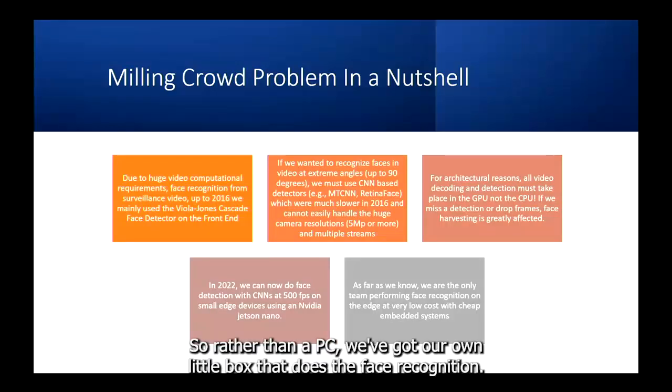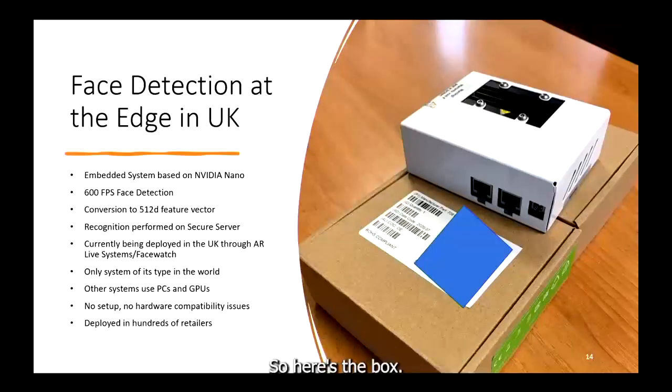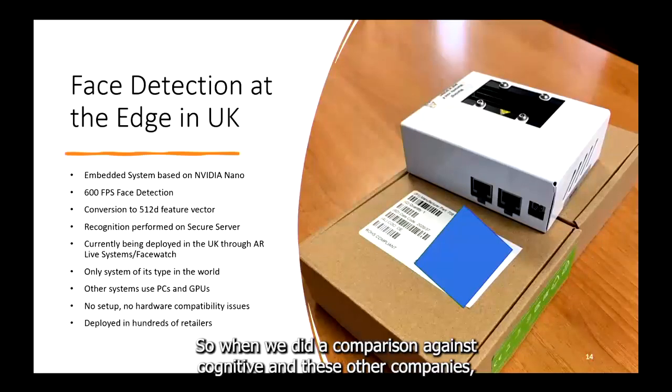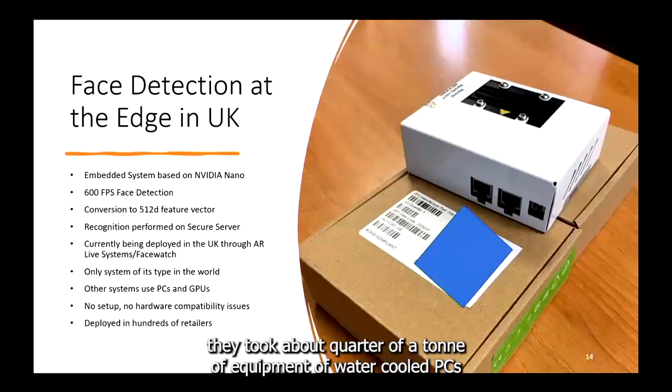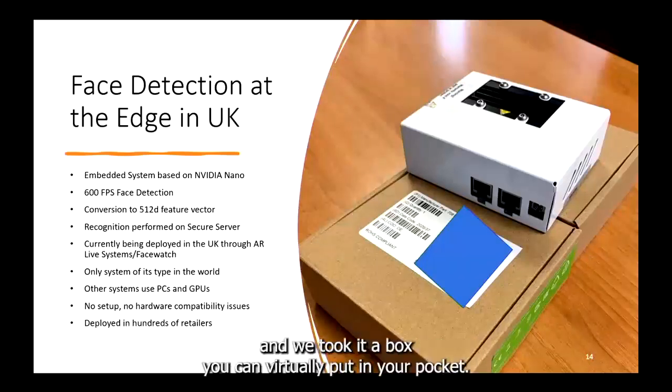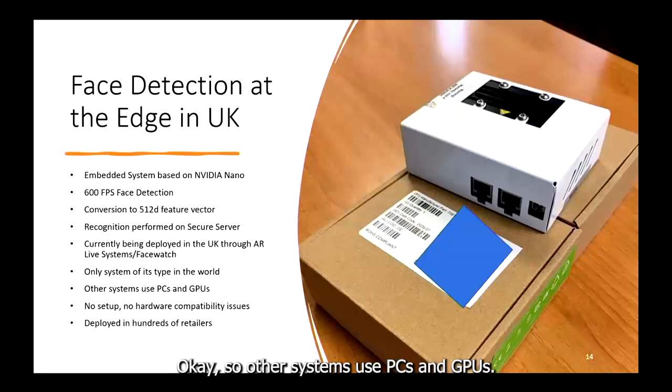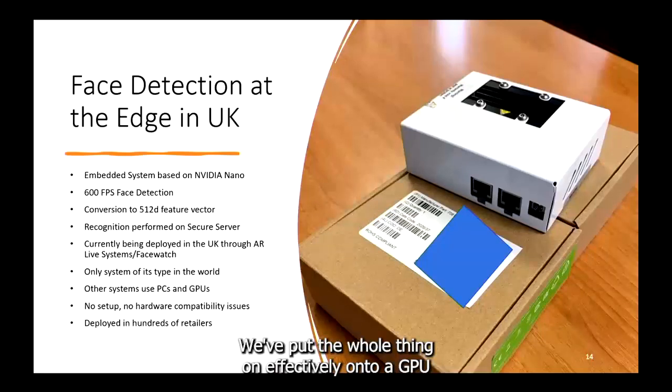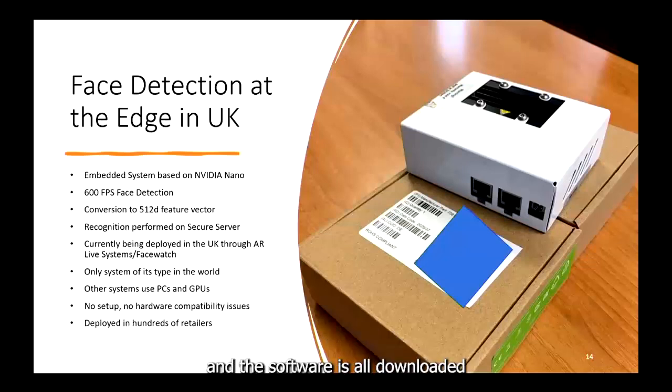So rather than a PC, we've got our own little box that does the face recognition. So here's the box. This is face detection at the edge. We have a box with zero config. You plug it in and push a button to restart it, and that's all you have to do to get it running. So no PC, no keyboard, etc. So there's nothing to screw up. When we did a comparison against Cognitech and these other companies, they took in about a quarter of a ton of equipment of water-cooled PCs, and we took in a box that you can virtually put in your pocket. Other systems use PCs and GPUs. We've put the whole thing effectively onto a GPU, and the software is all downloaded remotely from a server.